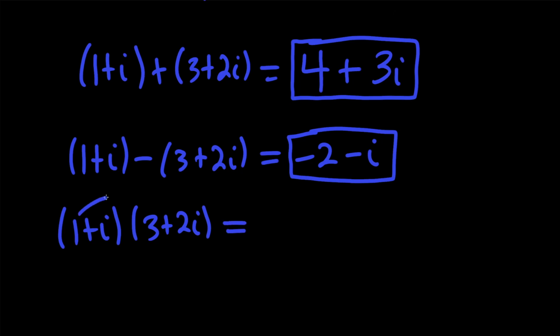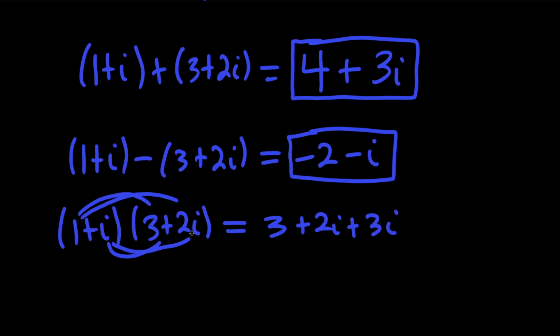We have 1 times 3 is 3. 1 times 2i is 2i. And then we have i times 3 is 3i. And then i times 2i. Now let's stop for a second and think about this. i is equal to the square root of -1.